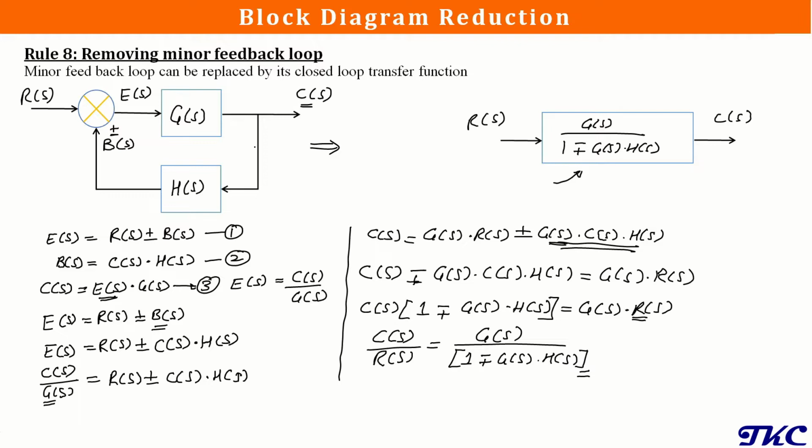We are replacing this entire feedback loop with this closed loop transfer function, because again if we write a transfer function in the normal standard form, C of S upon R of S, it will be G of S upon 1 minus plus G of S into H of S, which is the same as what we have just derived.